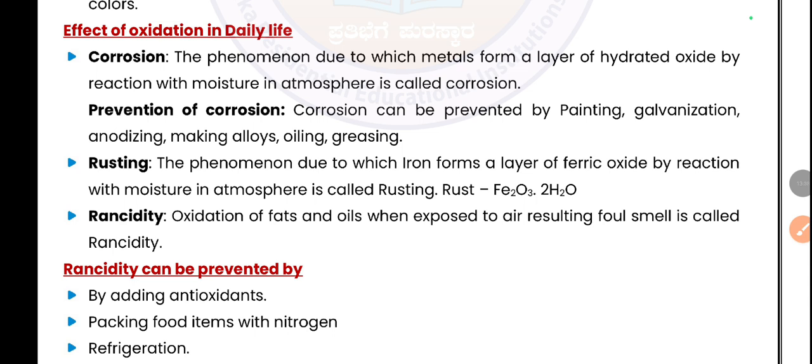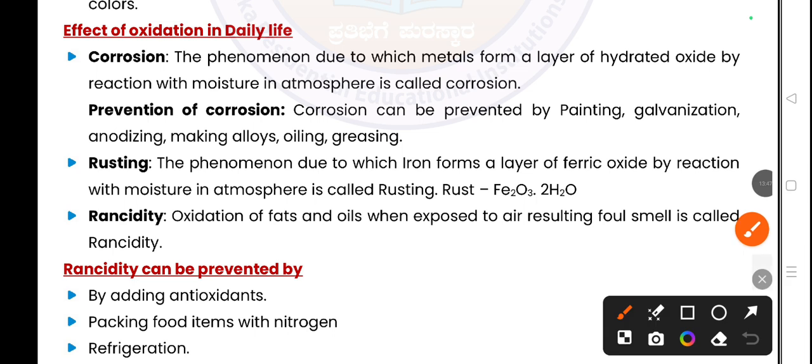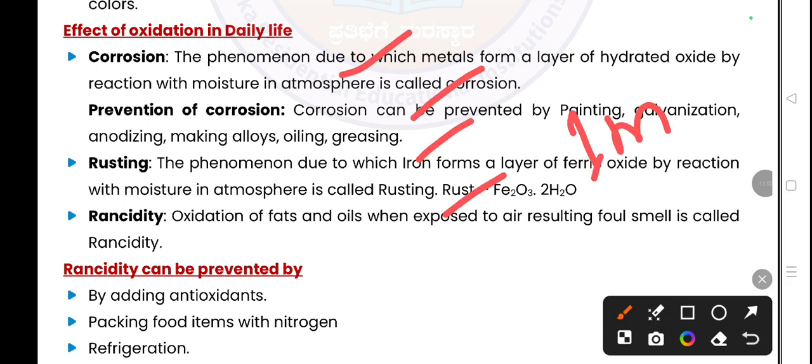Okay, then rancidity: oxidation of fats and oils when exposed to air, resulting in a foul smell, is called rancidity. Out of these four, one must come in your exam for 1 mark.